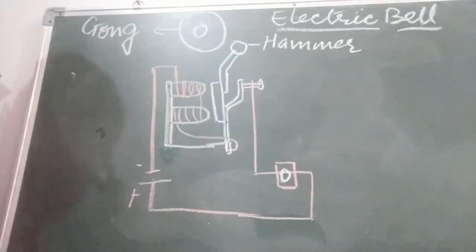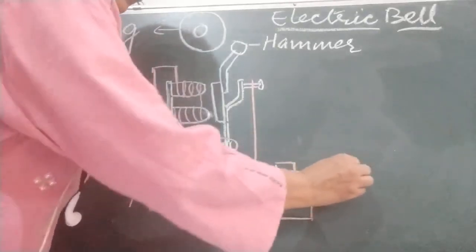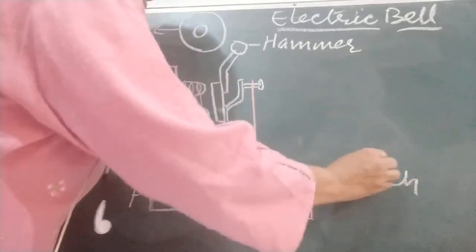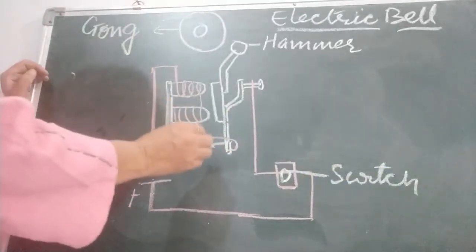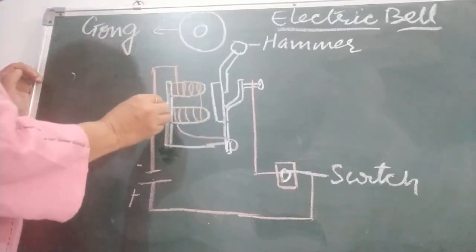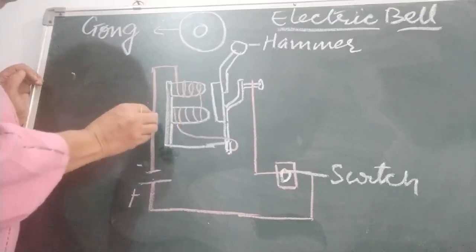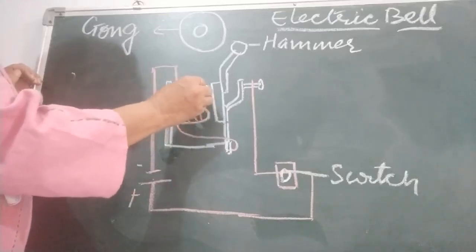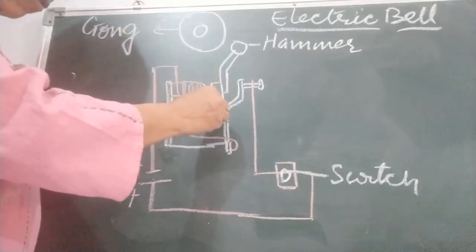I am going to tell you the steps. First step, you can also see in your book, when you push the switch, this is the switch, okay, what happens? The circuit closes and the current starts flowing. The current when it starts flowing, this wire, this is what? Electromagnet. As the current moves, it behaves like an electromagnet. This electromagnet attracts this, what do we call this, armature?